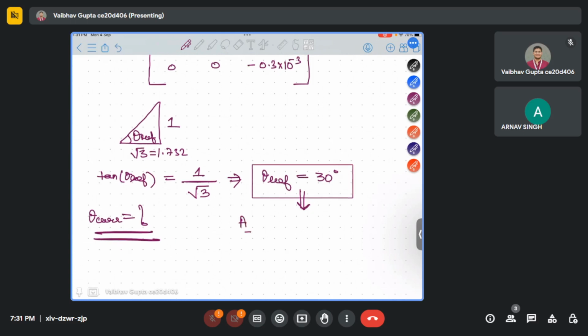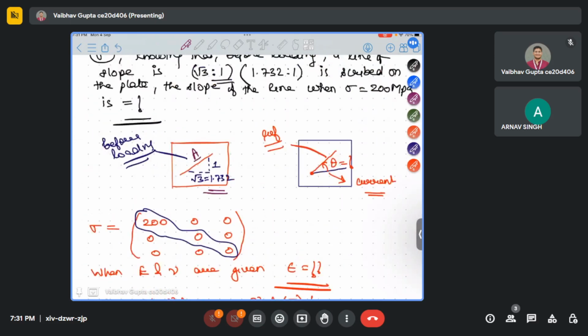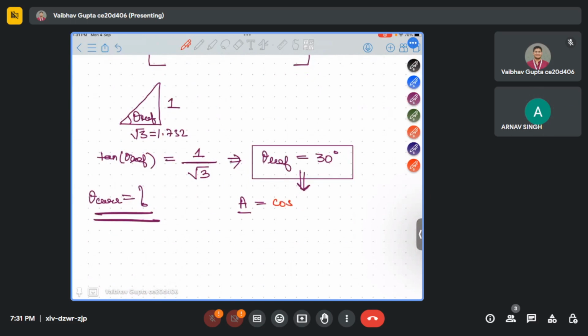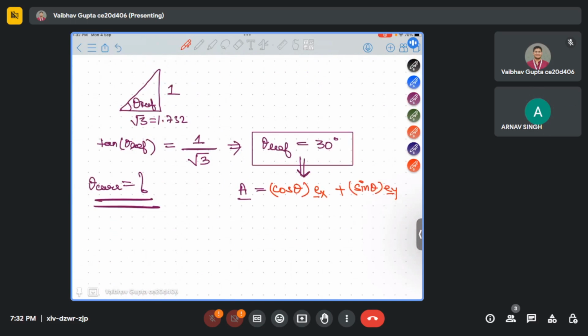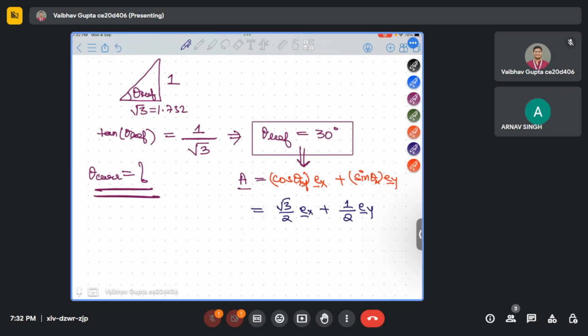How to write a vector? See, suppose I will say this line as A line, and this line I will say as B line. So what is the position vector of A? Position vector of A is nothing but cos theta into Ex plus sin theta into Ey. Theta you know, this is theta reference only. So just put the value. You will get cos 30 is root 3 by 2 Ex plus 1 by 2 Ey. This is the position vector of A line.